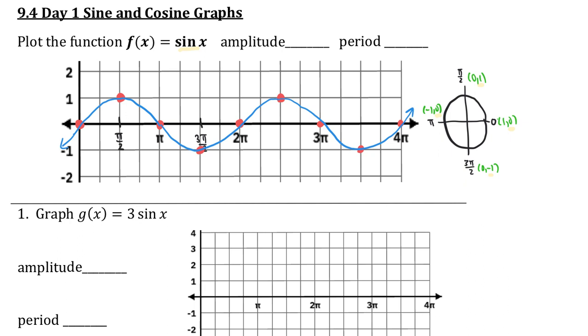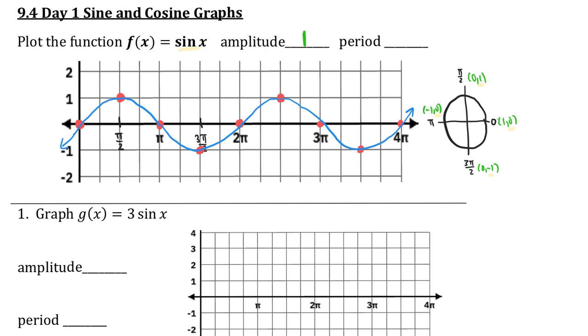Okay, now here's some vocabulary. Amplitude is how high up and down it goes from the midline. So this is the middle of the graph. It goes up 1, it goes down 1, it goes up 1, it goes down 1. So the amplitude is 1. The amplitude is also like the stretch. There's no stretch on this, so it's going to stay 1.